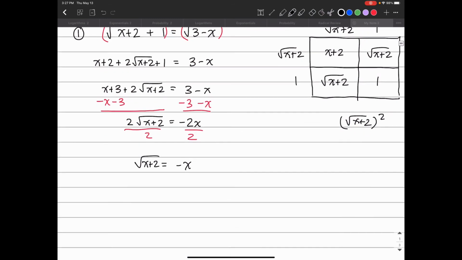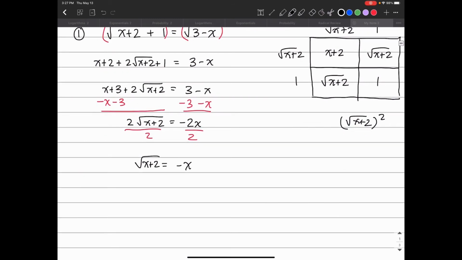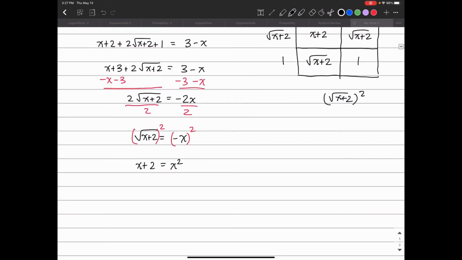I have negative x is equal to the square root of x plus 2. Now I want to square the left-hand side to get rid of that square root. So I'm going to square the left, and I'm going to square the right. I'm going to end up with x plus 2 is equal to x squared. When I square something, it's going to be positive, so I'm just going to write it as x squared. I'm going to subtract x and 2 on both sides because I have a quadratic equation here. I need to get all my terms to one side. I have x squared minus x minus 2 is equal to 0.